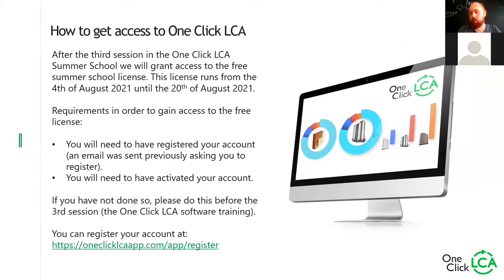How can we actually get access to OneClickLCA? The access to the software and the free training license will be given in the 3rd session. So that will be on Wednesday. The reason for that is that on Wednesday will be the actual software training. So we'll really talk to you about why you are using OneClickLCA, how we start projects, how we use the different features, and how you find data. So we'll give that access on Wednesday.